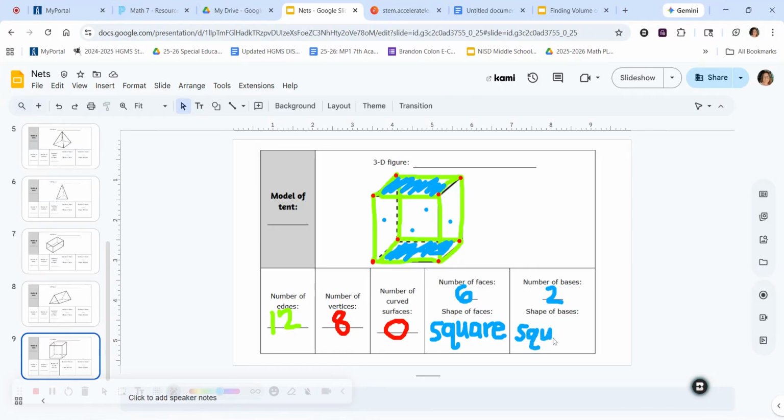Now I know what you're thinking. When we need to know its name, no, this is not a square prism. What we call it is a cube. Because it's a square, because all sides are going to be equal, it is called a cube.